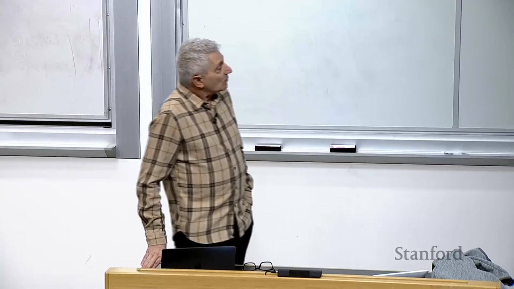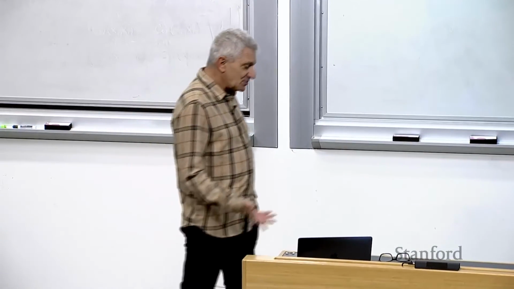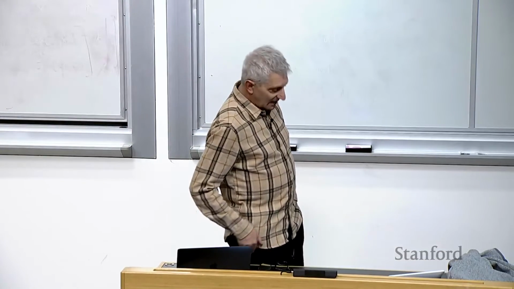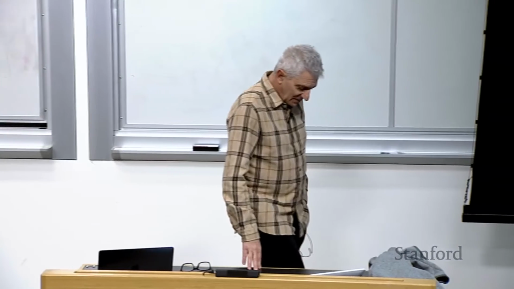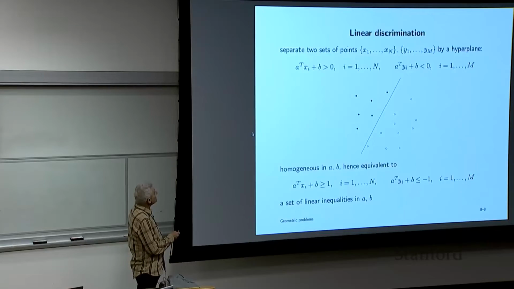What we're going to look at now is linear discrimination. Probably most of you have seen this in some basic machine learning class. There are many variations on this problem, but it looks like this. I'm going to give you a set of points, x1 through xn.